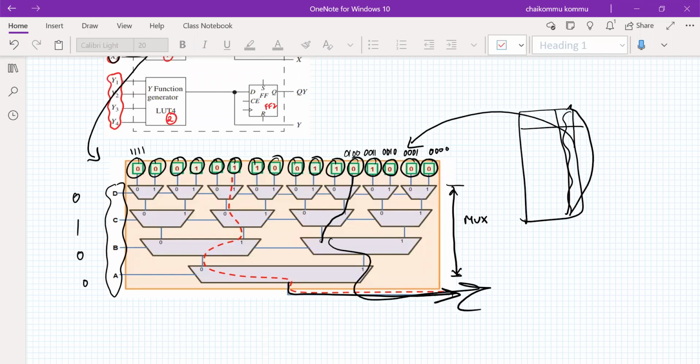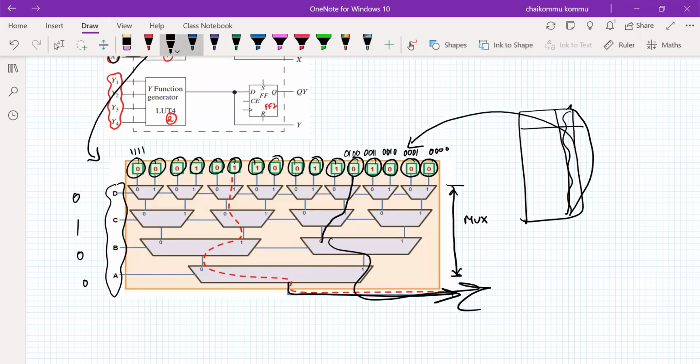This will be generated as an output. So please remember that point. Depending upon the user, whatever data the user has given, according to this input, the particular output will be generated. Which output is decided by the user, because we have programmed the RAM cells accordingly. So this is the logic behind the FPGAs.